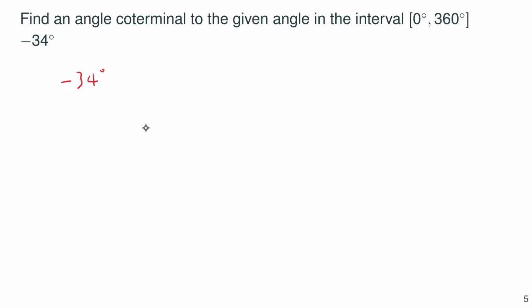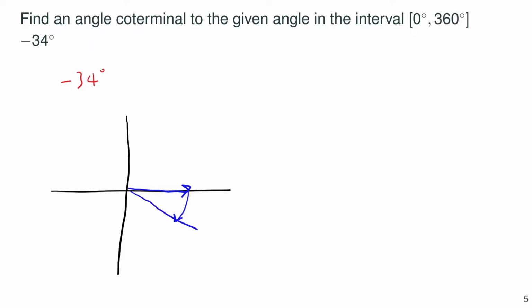Negative angle, the way we think about negative angle is it just goes to the opposite direction. So it starts from right here. A positive angle goes counterclockwise this way, but since it's negative, it will go clockwise. So you move this way about 34 degrees, which is, let's say, somewhere about here. So this angle with this direction is negative 34 degrees.